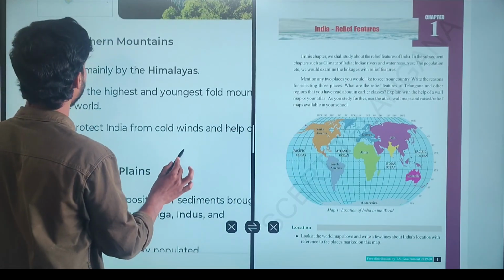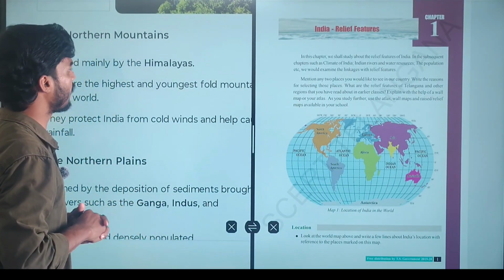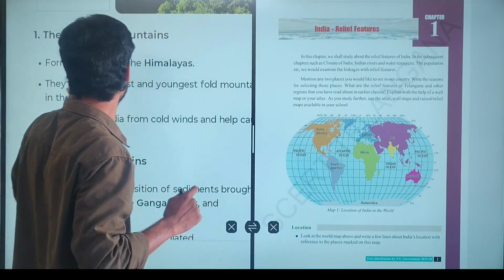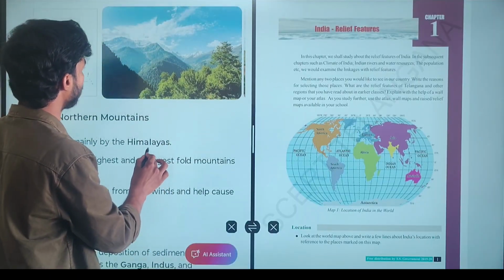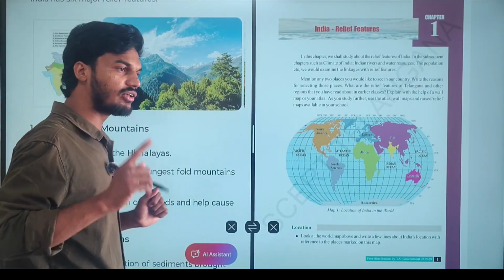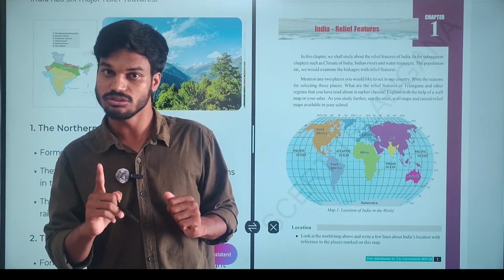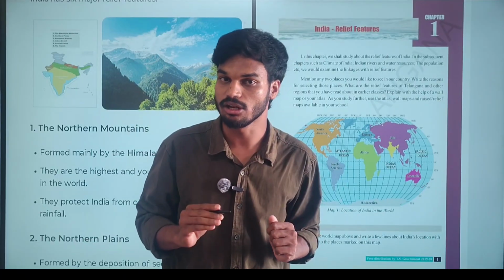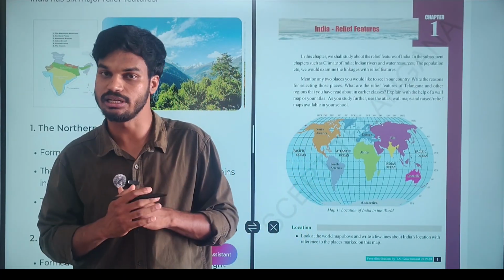So first, coming to the northern mountains. These are found mainly as the Himalayas, and they are the highest and youngest mountains. The height of the Himalayas is 8,848 meters, that is almost near 8.5 kilometers above sea level.